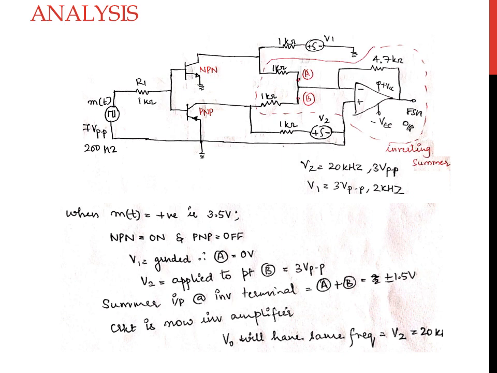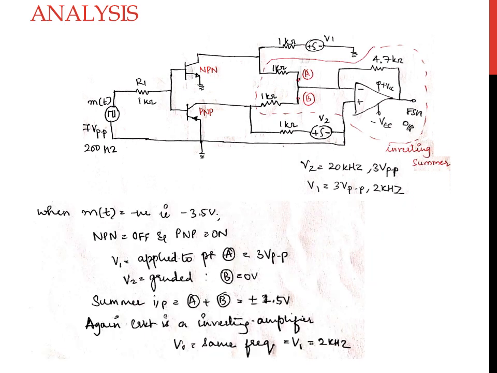So at the input of the summing amplifier, you have the input voltage V2 available, which is equal to 3 volt peak to peak with a frequency of 20 kHz. Now this particular circuit acts like an inverting amplifier circuit, and you obtain the output voltage to have the same frequency as that of the carrier, which is equal to 20 kHz.